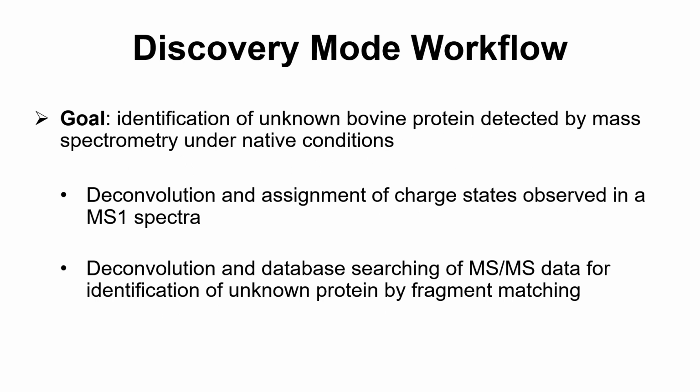Alright, let's begin. The goal of this tutorial is to identify an unknown protein from a bovine extract analyzed by mass spectrometry under native conditions. To do this, we will first walk through the deconvolution and assignment of charge states observed in the MS1 spectra. After this, we will walk through the deconvolution and database searching of tandem mass spectrometry data for the identification of the unknown protein by fragment matching in MASH Native.